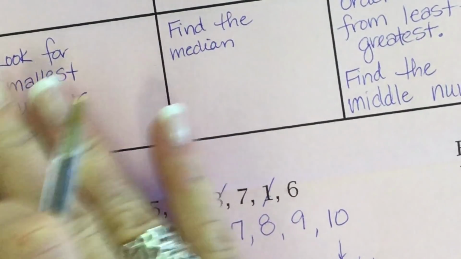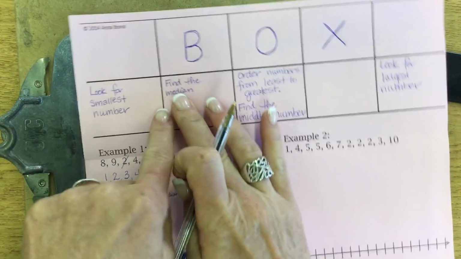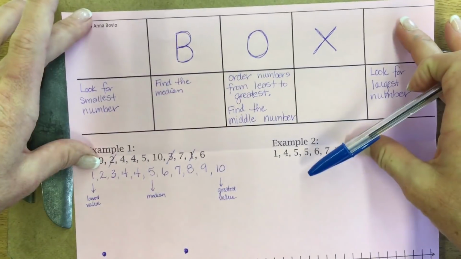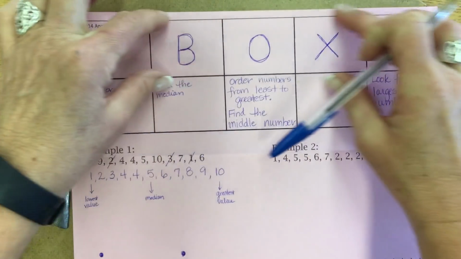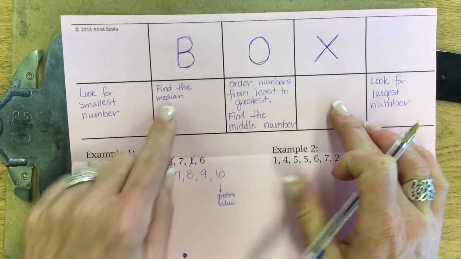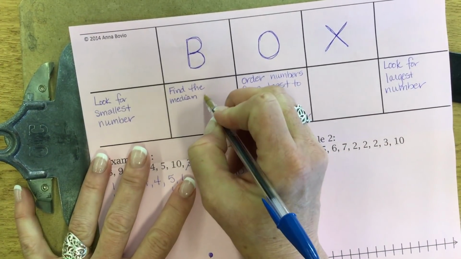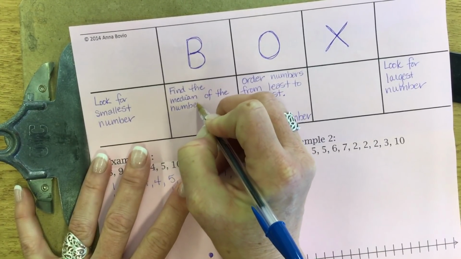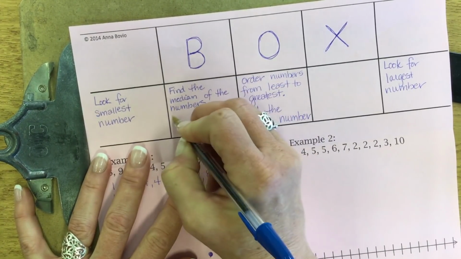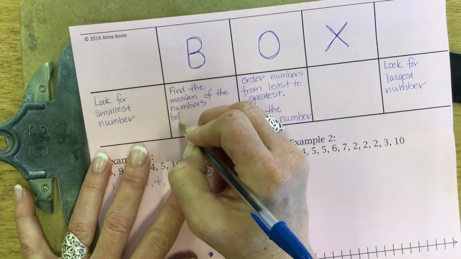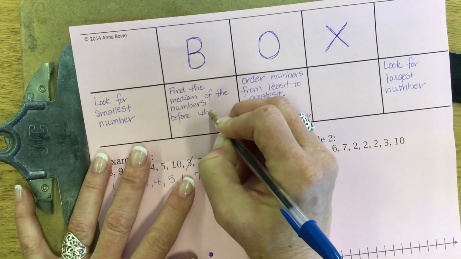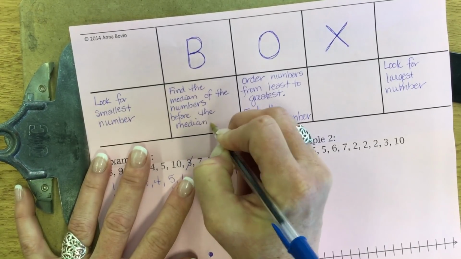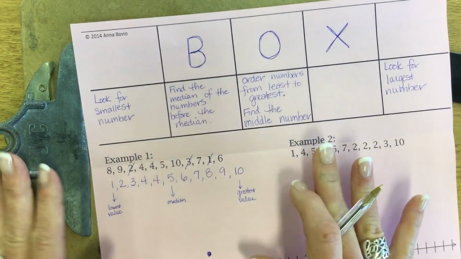And remember, I know I keep on jumping back and forth between these boxes, and this is set up to show you how your box plot would look. The actual box refers to these steps, okay? So we're going to find the median of the numbers before the median. We're going to find the median of the other set, okay?